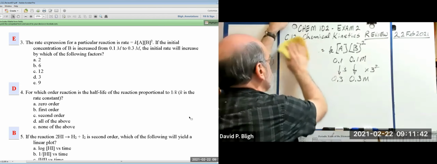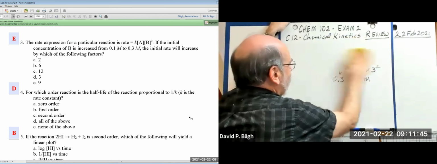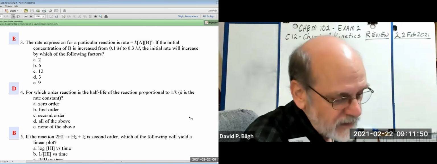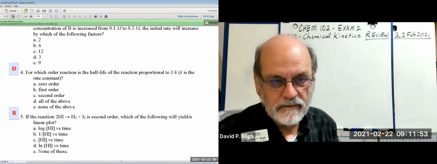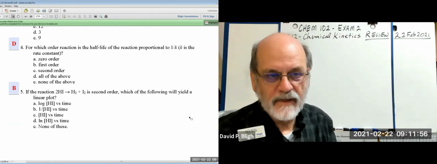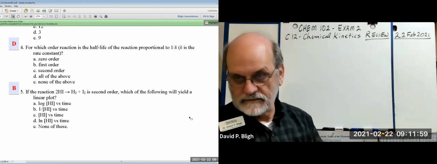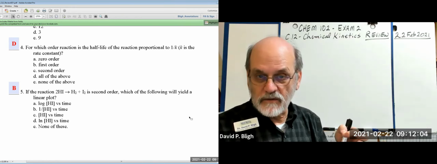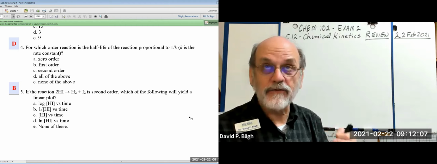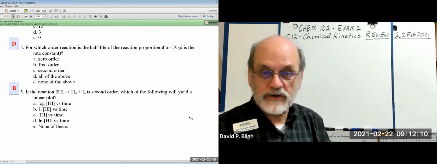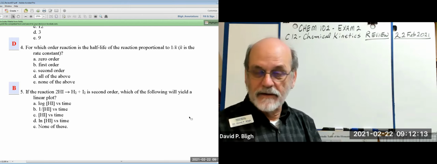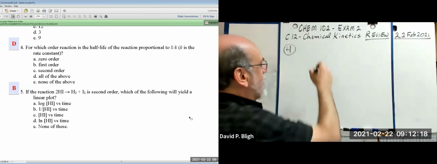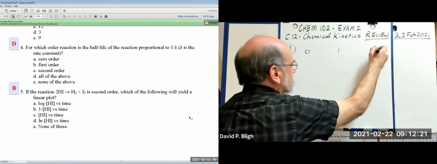So that was number 3. And I'll check that one off. Okay, let's look at number 4. For which reaction order is the half-life of the reaction proportional to 1 over K? Right. So let's look at what are the half-lives, right, for 0, first, and second order.